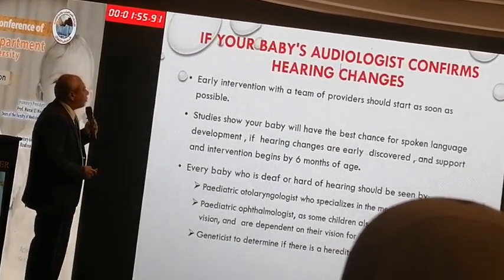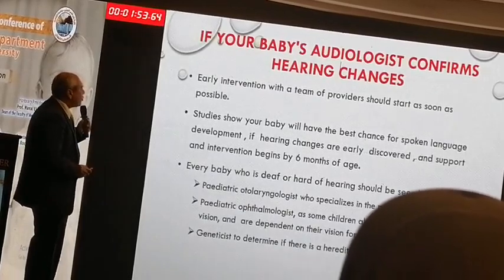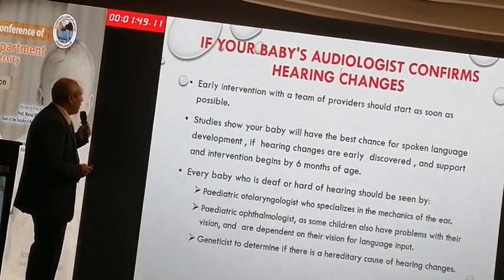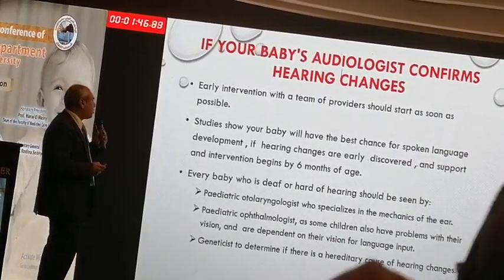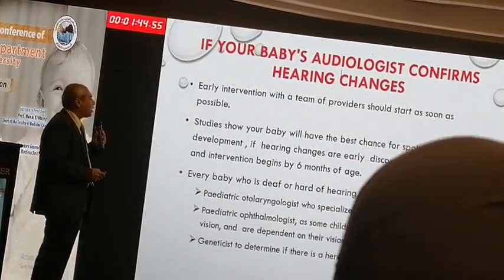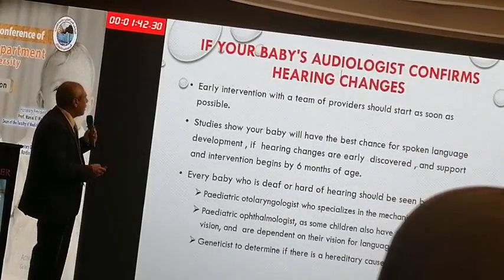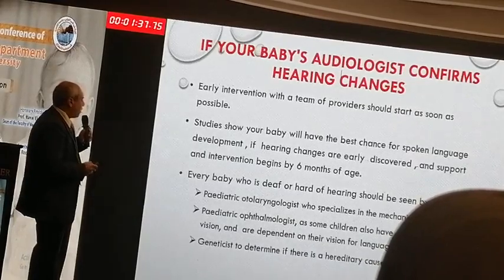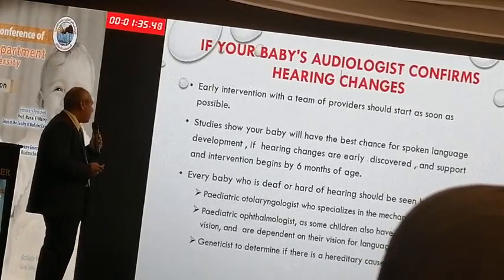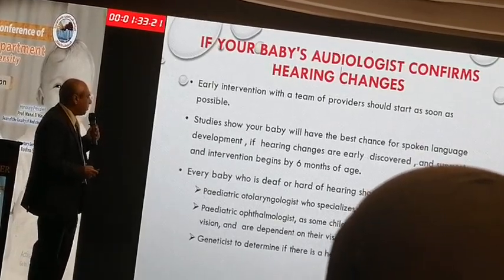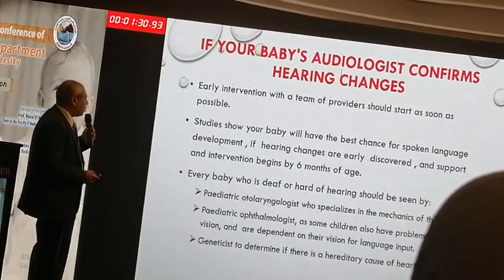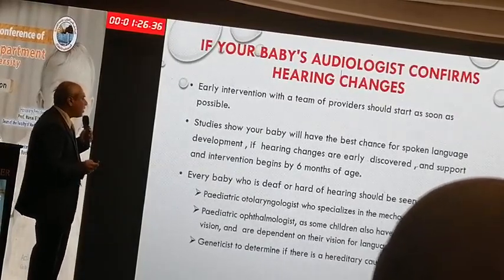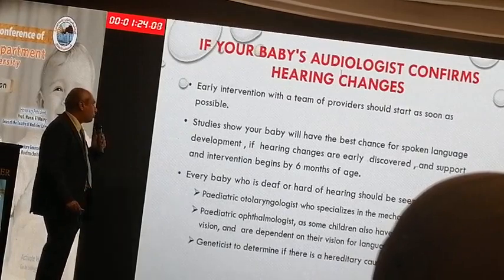If your baby's audiologist confirms hearing changes, then early intervention with a team of providers should start as soon as possible. Studies have shown that the baby will get the best chance for spoken language development if hearing changes are discovered early and the proper intervention begins by the age of 6 months. Every baby who is deaf or diagnosed as having hearing problems should be seen by pediatric otolaryngologists specialized in the mechanism of hearing, pediatric ophthalmologists, as some children may have visual impairment problems, and geneticists to determine the hereditary cause of hearing loss or changes.